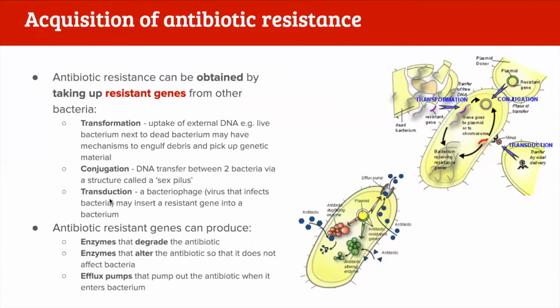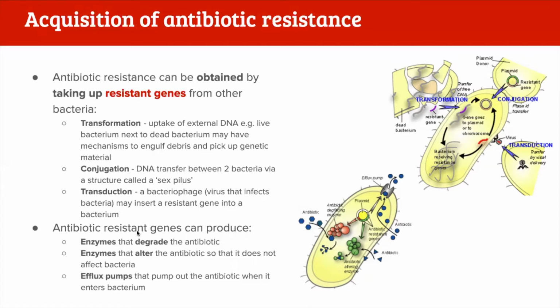And you also have transduction. So here you have a bacteriophage, which is a virus that affects bacteria, inserting resistant genes into a bacterium. You can see just in this image here, showing you what transformation would look like, what conjugation would look like, and what transduction would look like.